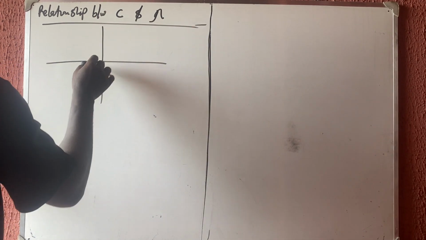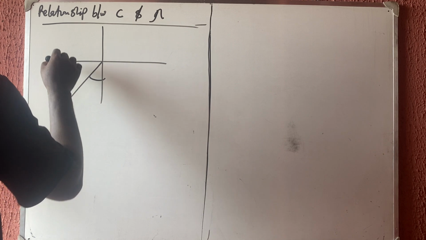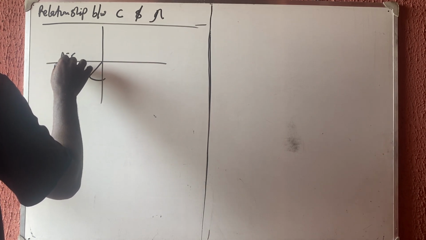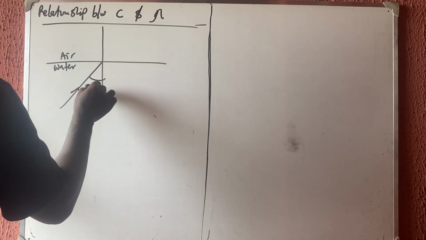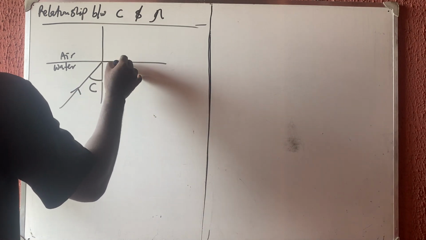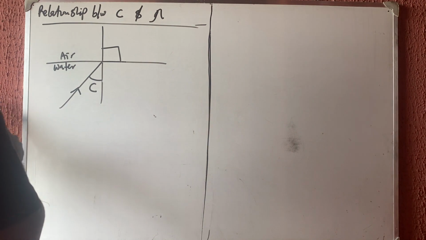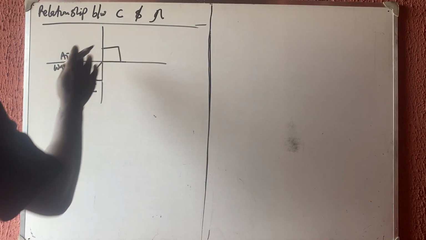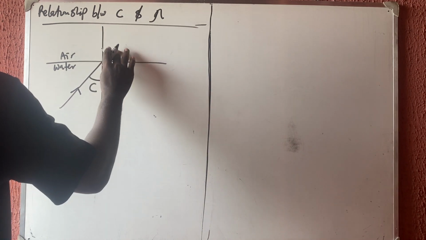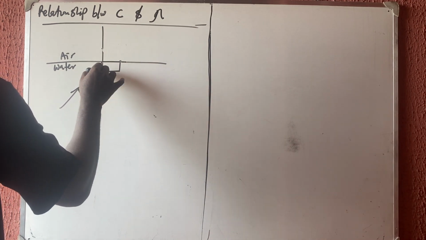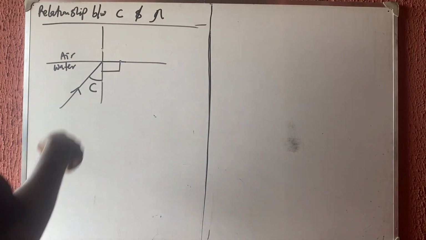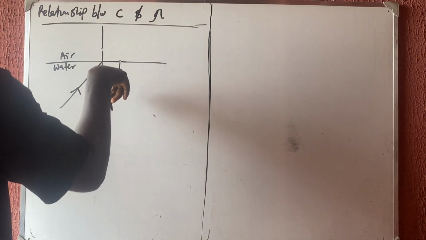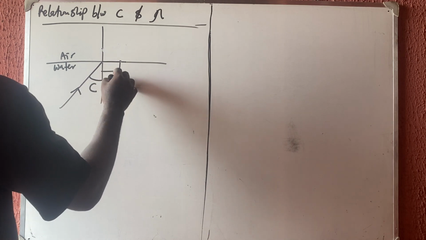Let's have something like this. This is air, and this is water. Let me use air and water, and the ray is coming this way. This is my C, and this is in the same medium, so it's going to be like this. Sorry, correct the other one, because it's in the same medium. It doesn't go outside the medium. It is in the same medium, please. So this is my R.